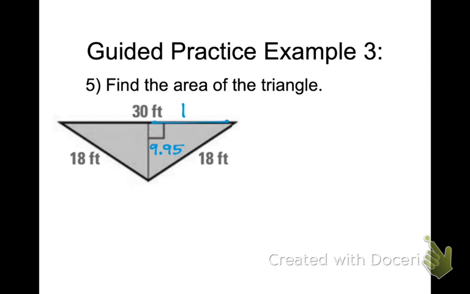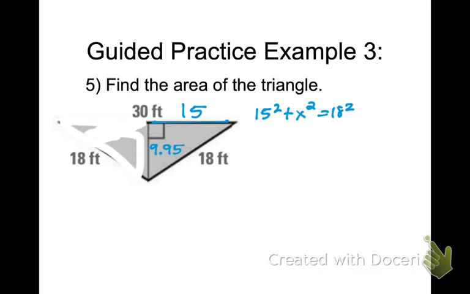So we cut this in half, so that'd be 15. So then we're doing 15 squared plus x squared equals 18 squared. Did you get that part? No, I didn't. I did 15 plus 18. Yeah, because 18 is your hypotenuse, so that needs to be all by itself, right? Because there's your right triangle. So when you solve that out, you should get your height to be about 9.95.